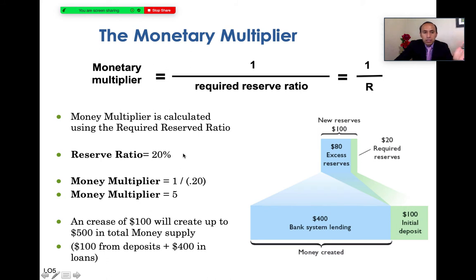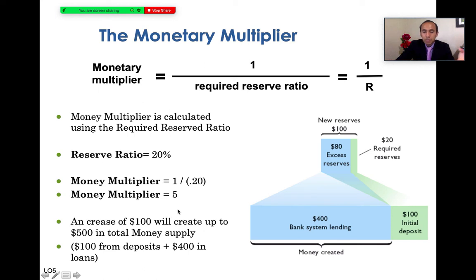And the Fed has a mandatory required reserve ratio of 20%, meaning that the bank needs to keep 20% out of those $100 in reserves. The money multiplier will be calculated as follows. It is 1 over 0.20, which is 20%, so the money multiplier is 5, meaning that whatever reserves or deposits are credited as reserves into the bank is going to multiply by 5.